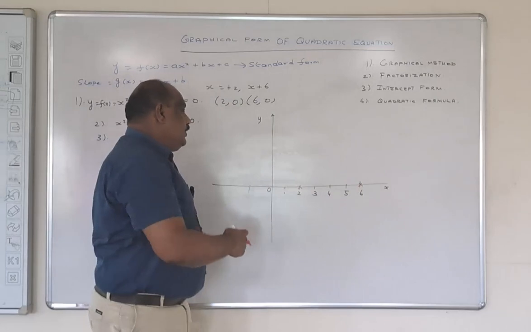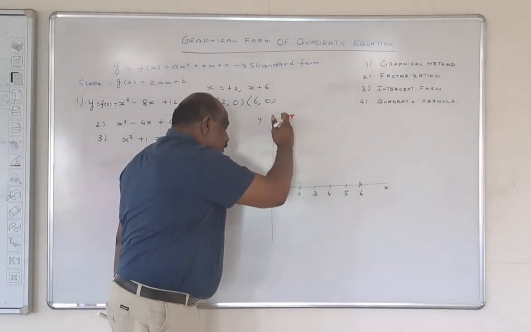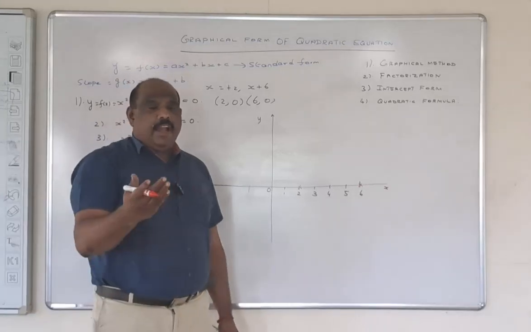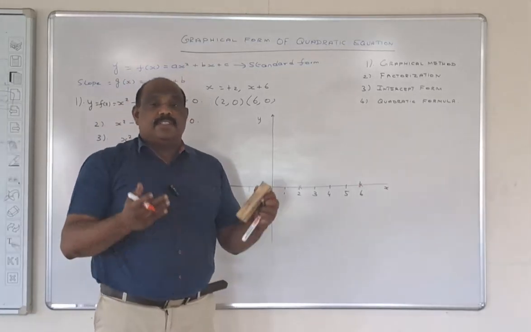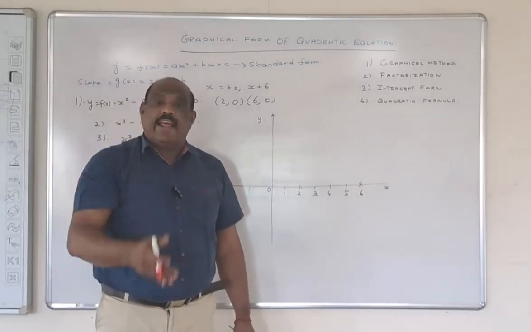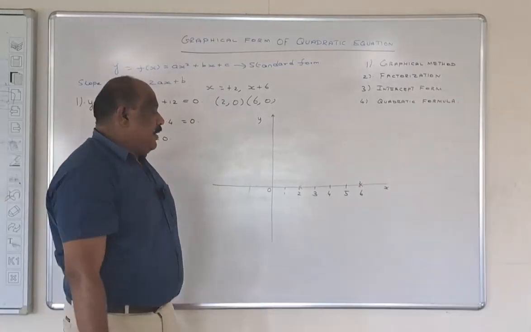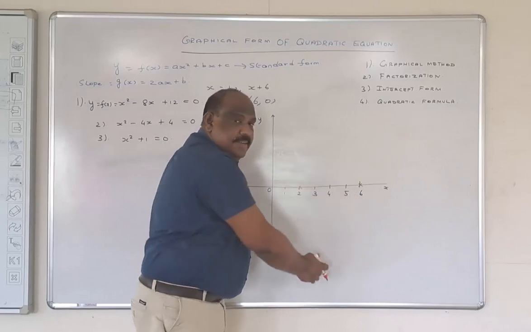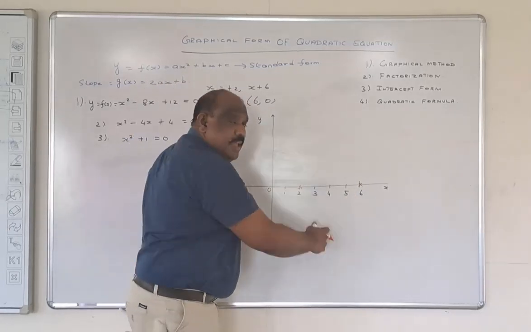So now the graph of the parabola should pass through 2 as well as 6. Then we already know that the graph of a parabola is always symmetric with respect to a particular axis. So there should be a common point where both curves come and meet.